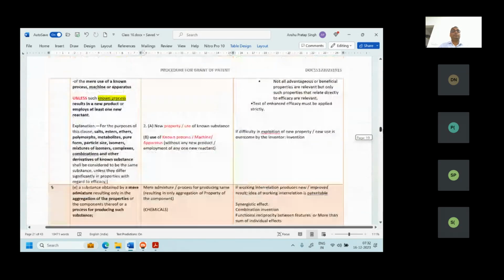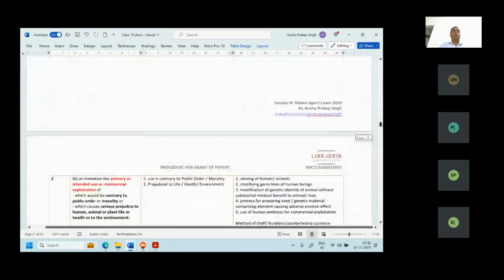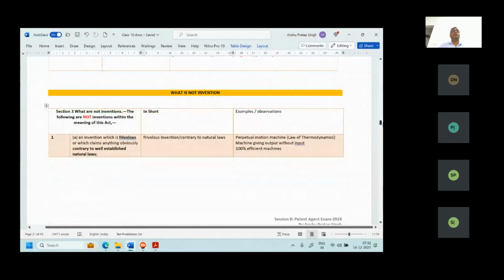Now, before going through what is not an invention, section 3, please remember it is very important not only for your exam but also for Viva. Most of the Viva starts here and finishes here. So read it, understand it, and if there is any issue, consolidate it from any other reading material which you might find.